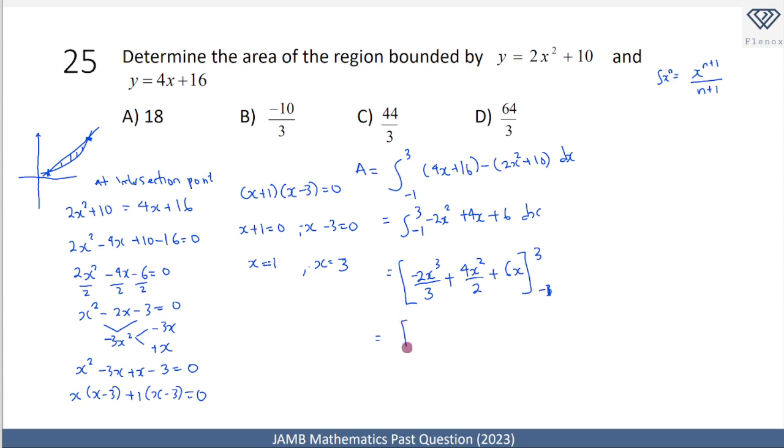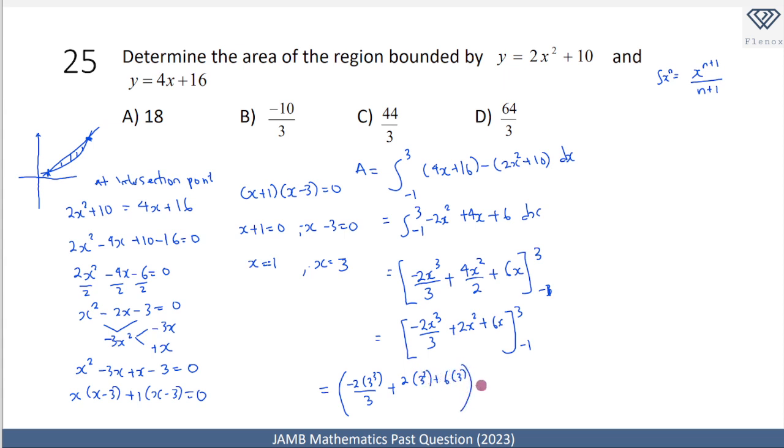So what does that become? Simplifying this, I have minus 2x cubed over 3, plus 2x squared plus 6x, between the bounds 3 and minus 1. So how do I now simplify this? The first thing I need to do is to take the upper limit, substitute the value of x as 3, then take away the value when I substitute minus 1. So substituting the value of x as 3 first, I have minus 2 into bracket 3 cubed divided by 3 plus 2 into bracket 3 squared plus 6 into bracket 3.